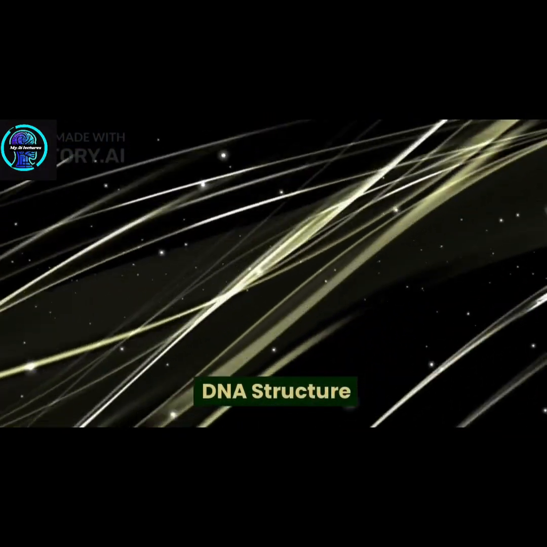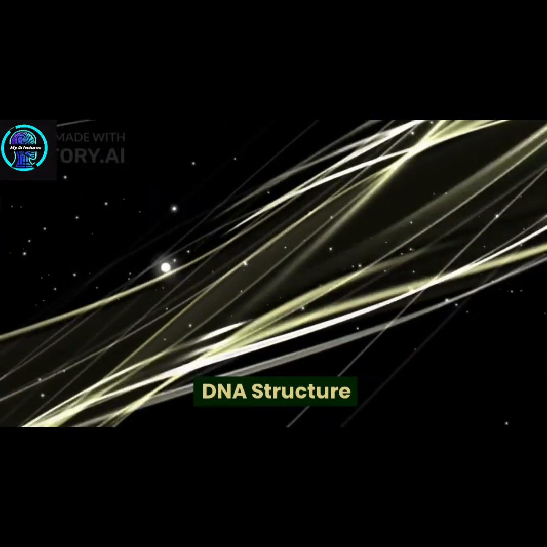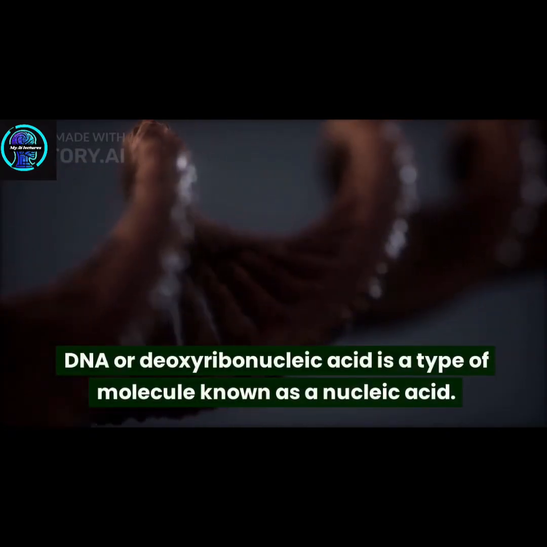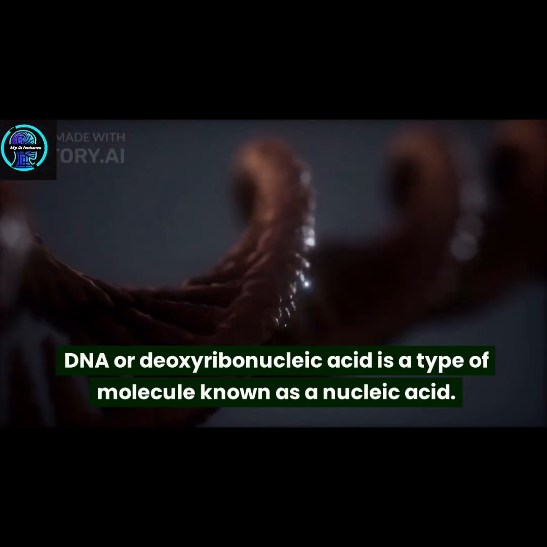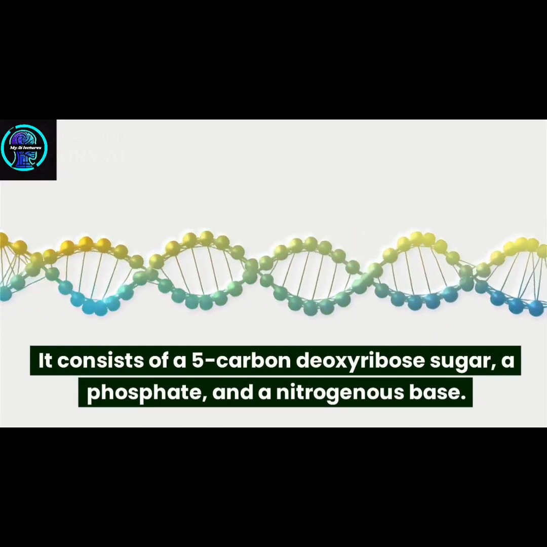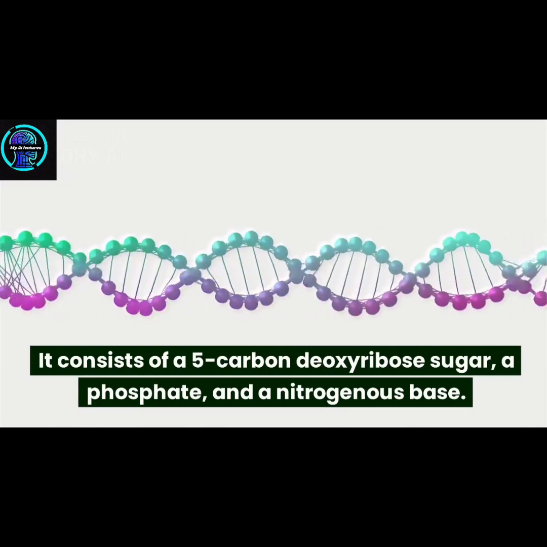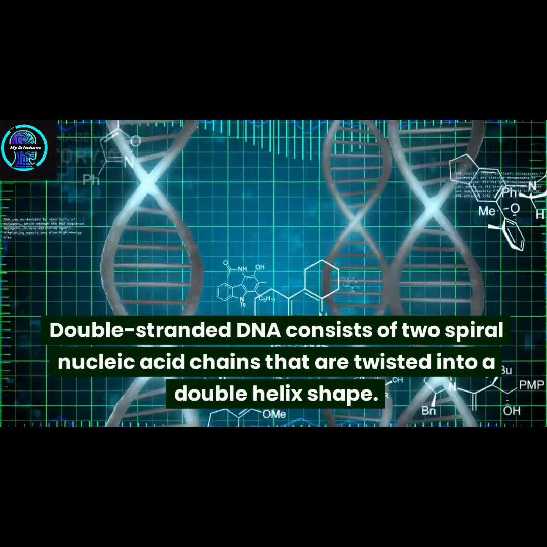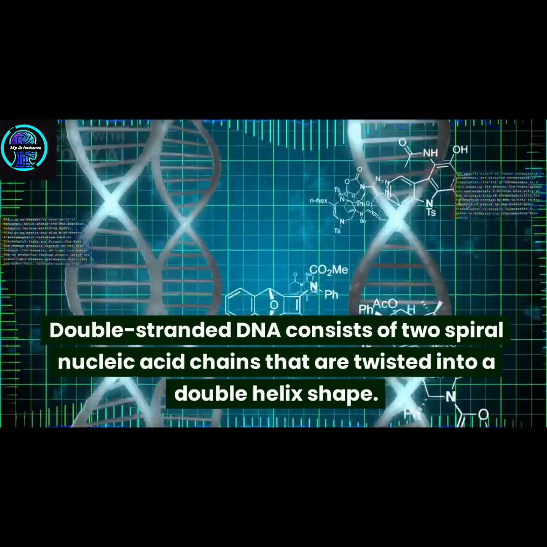DNA structure. DNA, or deoxyribonucleic acid, is a type of molecule known as a nucleic acid. It consists of a 5-carbon deoxyribose sugar, a phosphate, and a nitrogenous base. Double-stranded DNA consists of 2 spiral nucleic acid chains that are twisted into a double helix shape.